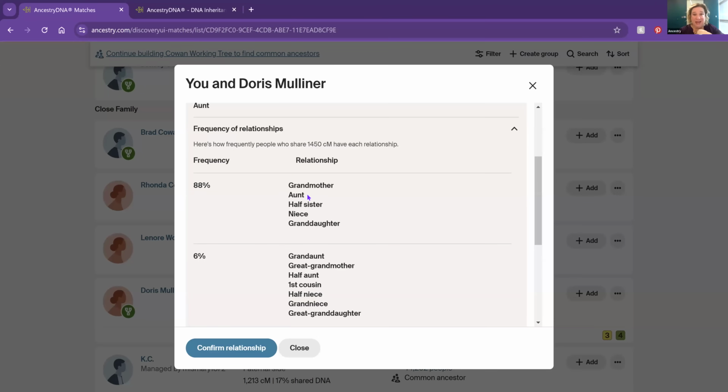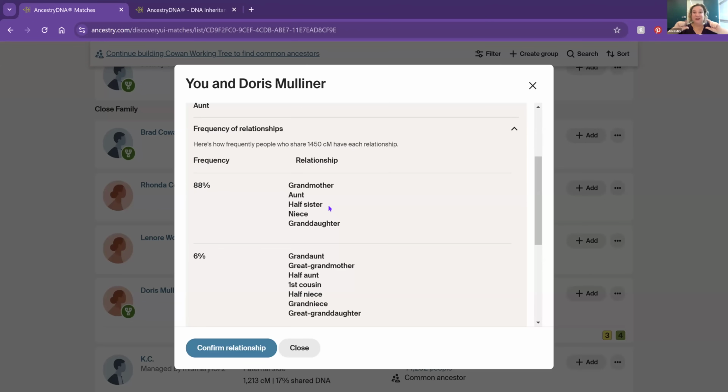But she could be my aunt, because an aunt and a grandmother share the same amount of DNA. An aunt and a niece and a grandmother and a granddaughter share the same amount of DNA. She could also be my half-sister if she wasn't 50 years older than me. I mean, biologically, though, do you see? She could technically be my half-sister.